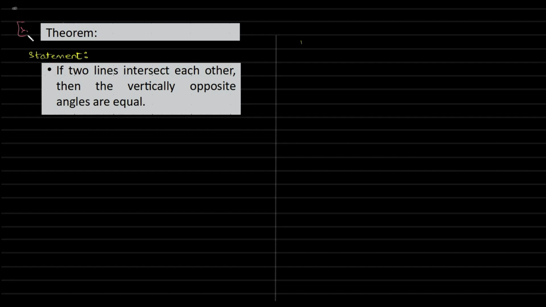So let's look at the proof of this theorem. The statement is, if two lines intersect each other, then the vertically opposite angles are equal. To think of anything, especially in geometry, we need diagrams. So the diagram looks something like this.